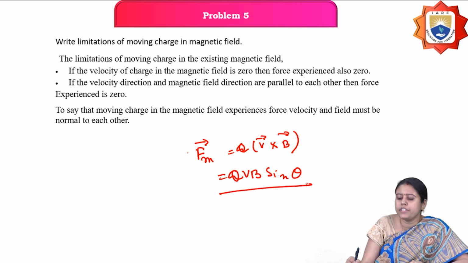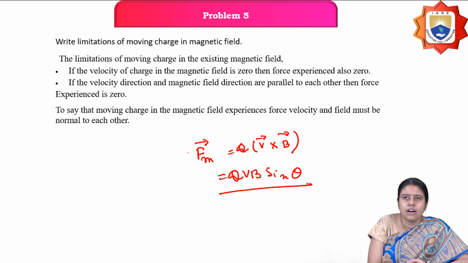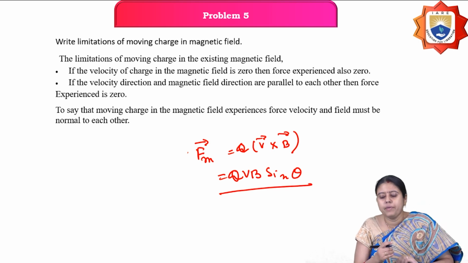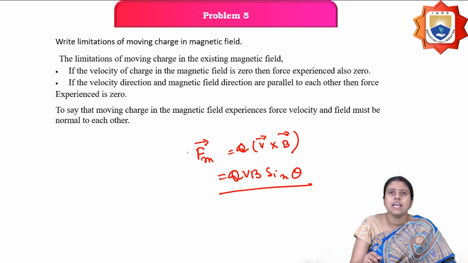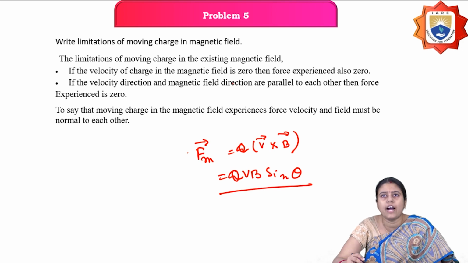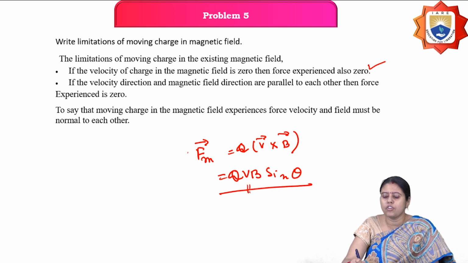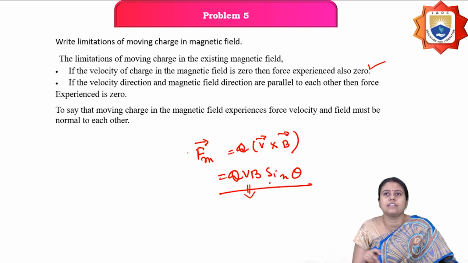So from this equation only we can tell the limitation. What are the limitations? If the velocity of the charge in the magnetic field is 0, the force experienced is also 0. If it is not a moving charge, it is a static charge, there will be no force.